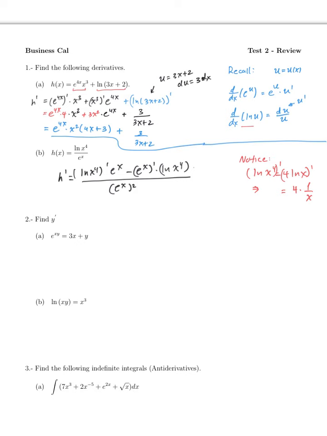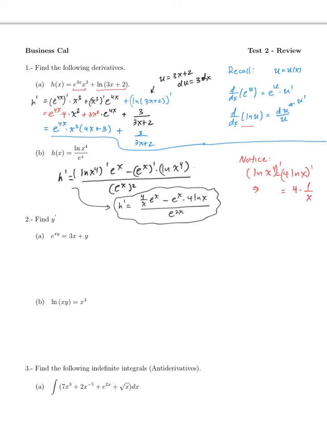So then if that's the case, from here we have h prime equal to 4 over x times e to the x minus the derivative of e to the x, which is just e to the x, times 4 ln x, and all of this is divided by e to the 2x. And this is okay, there's no need to simplify this more.